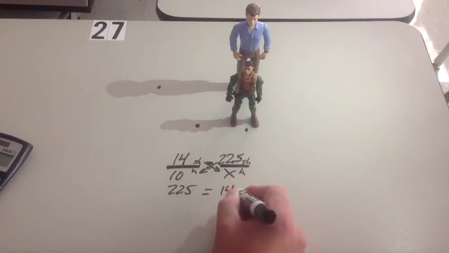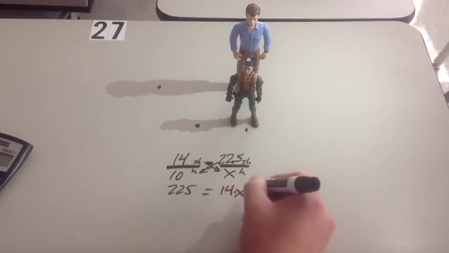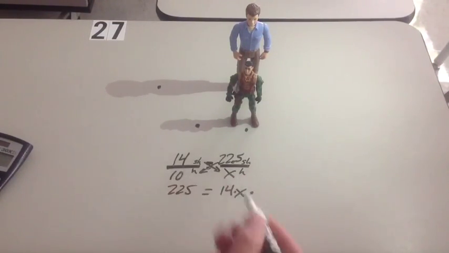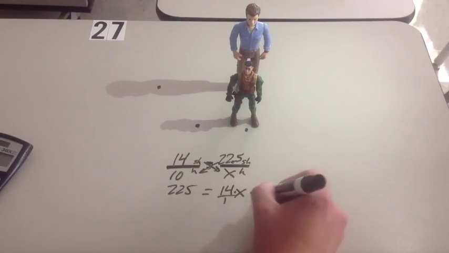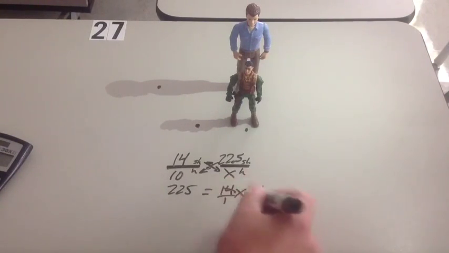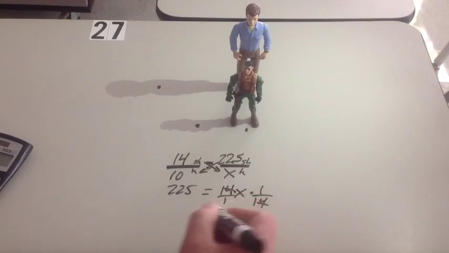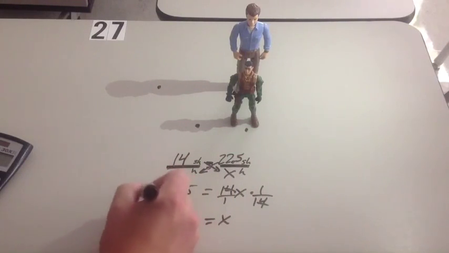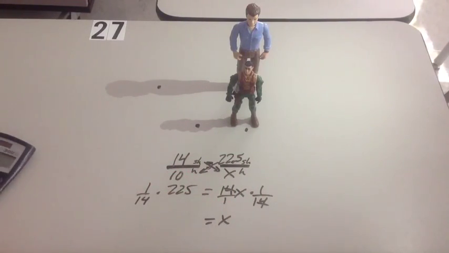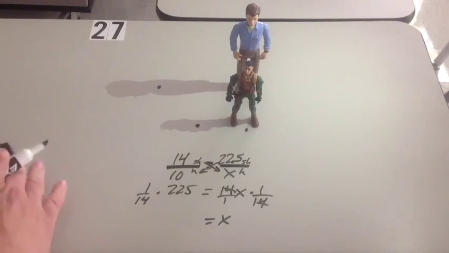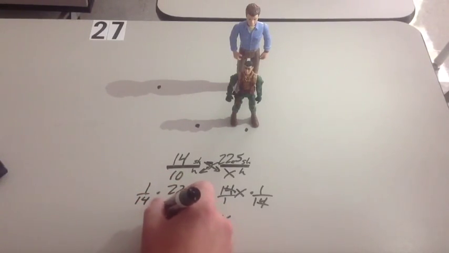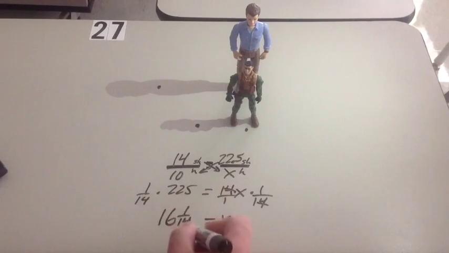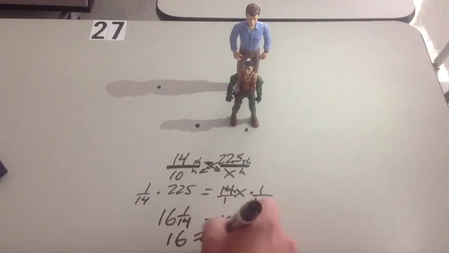Now again, I'm trying to get rid of the multiplied number with the x. I'm going to multiply by the reciprocal because the number 14 is the same as 14 over 1. I know if I multiply by the reciprocal, 1 over 14, the 14s will cancel out and I'm left with x. Multiply by 1 over 14 on this side. And I get 16 and 1/14. So we can basically round that to 16.